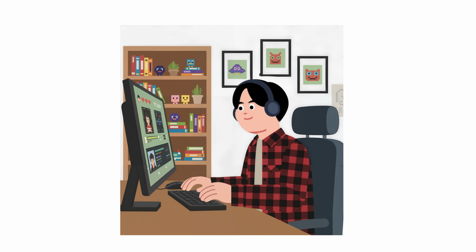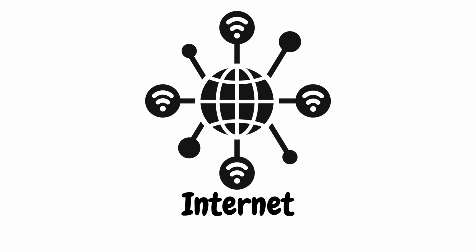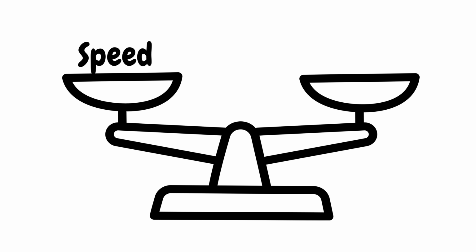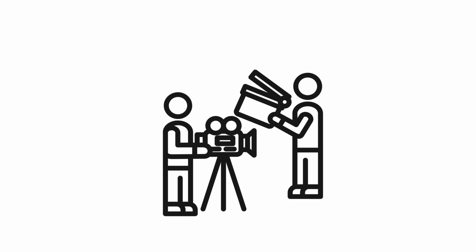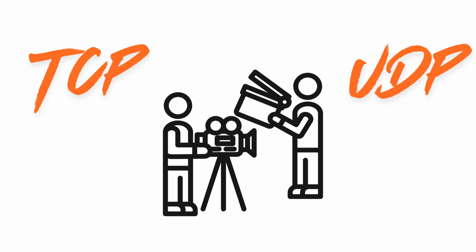Next time you are online, remember this. The internet is always balancing between speed and reliability. And behind the scenes, TCP and UDP are making it all happen.